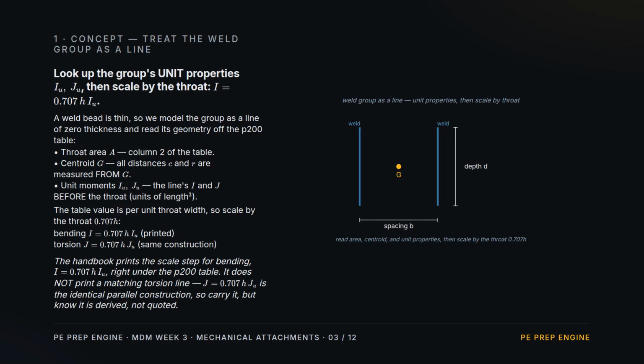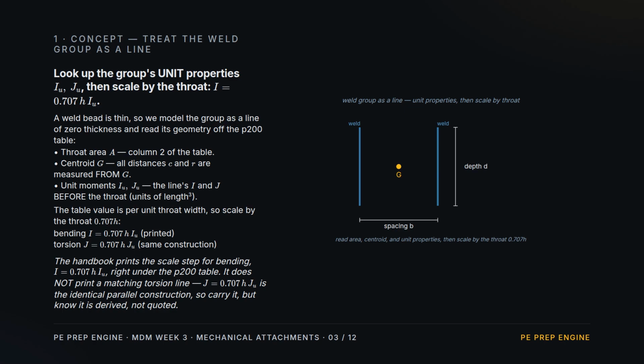Concept 1. Treat the weld group as a line. A bead is thin, so we model the group as a line of 0 thickness and read its geometry straight off the table: the throat area, the centroid location, and two unit properties: the unit second moment for bending and the unit polar moment for torsion.